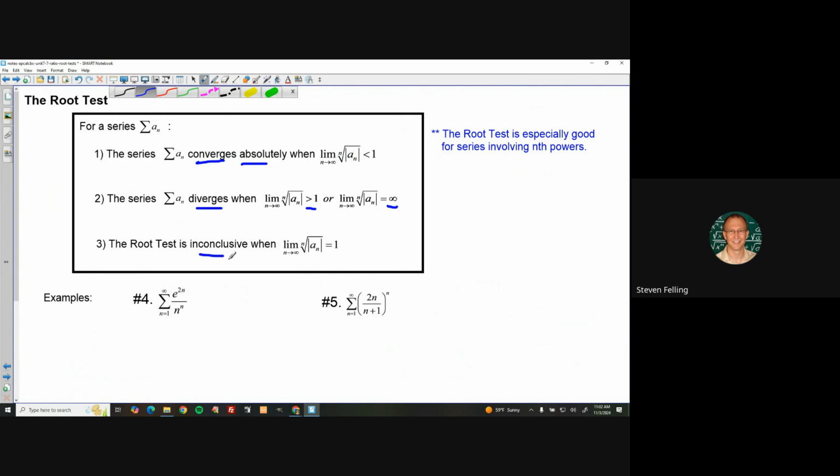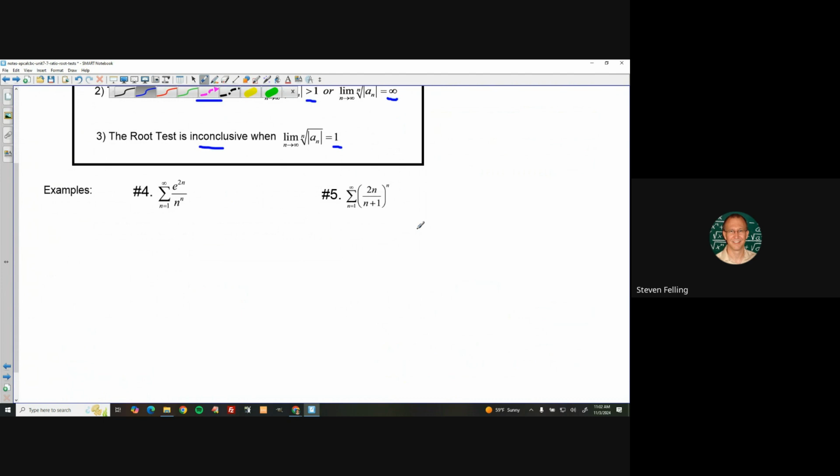And again, like the ratio test, it's inconclusive when this is equal to 1. Okay, let's see a couple of examples of that. So here, I can rewrite this. This is the same as the sum n equals 1 to infinity of e squared to the n power, n to the n power, which means I could rewrite this as the sum n equals 1 to infinity of e squared over n to the n power.